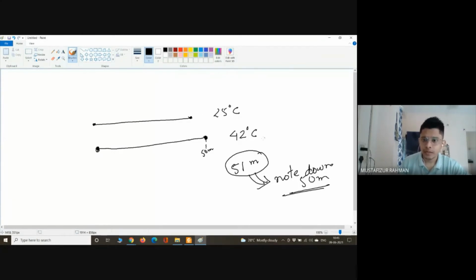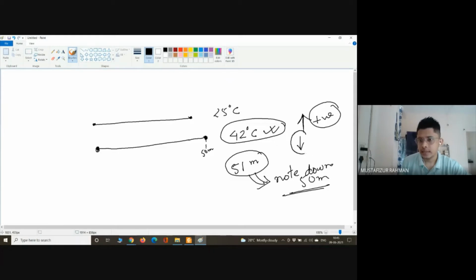So we will remember, if the temperature at which measurements are done is more, the correction is positive. If that temperature is less, the correction is going to be negative. If it is less, what will happen? Say for example, we are doing it at 10 degrees Celsius. What will happen? Opposite, right?